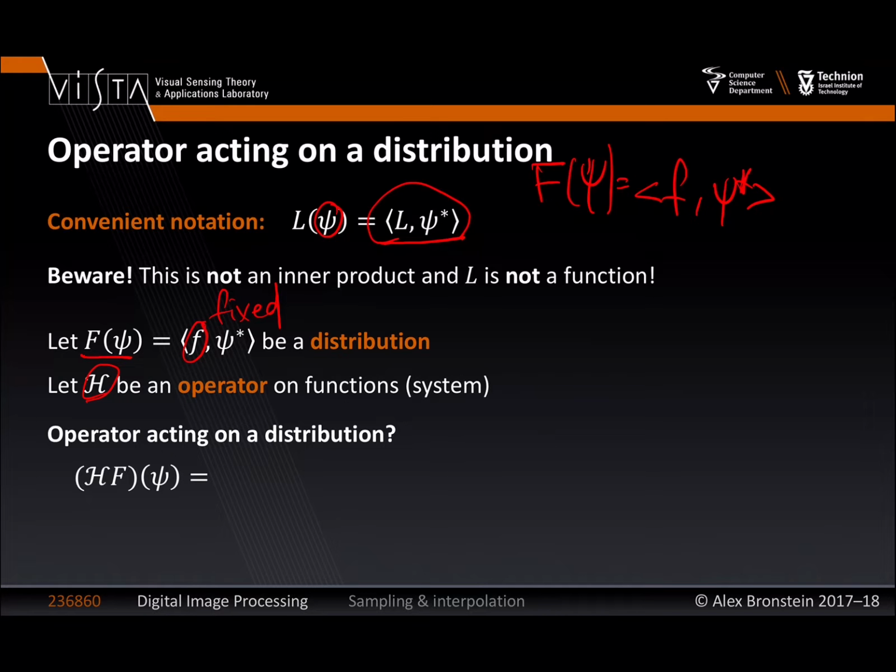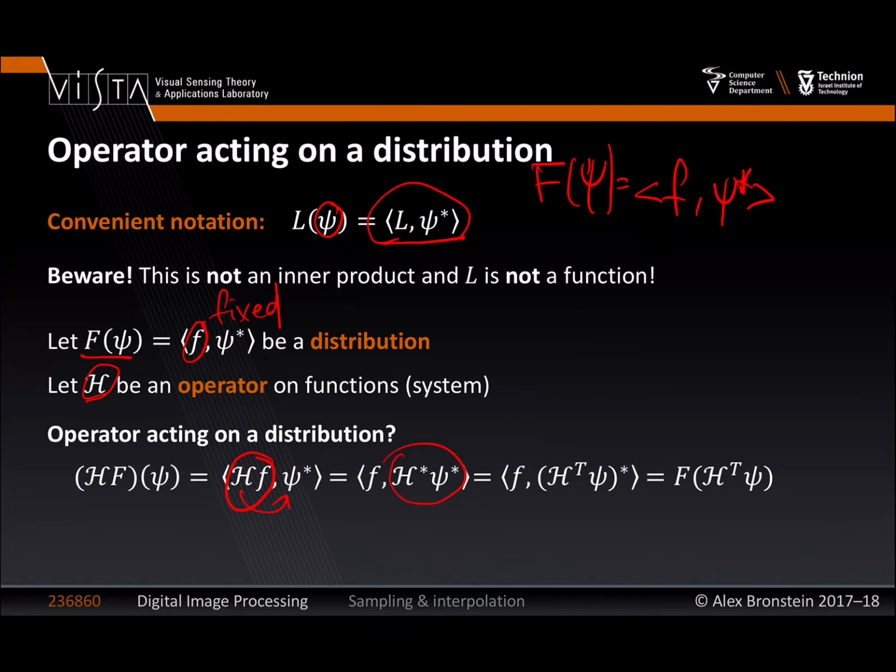So if I write HF acting on psi, I can think of it as the inner product of H acting on F with psi conjugate, right? And of course, I can move H with an adjoint sign here and write it like this. So it will be the inner product of F with H adjoint acting on psi conjugate, or I can write it as H transpose acting on psi, with a conjugate on everything, or I can write it as functional F acting on H transpose acting on psi. Again, that's why I restricted my attention to a distribution that represents a function.